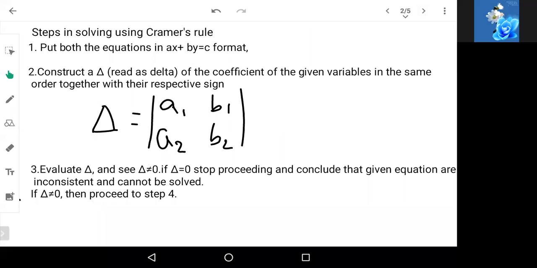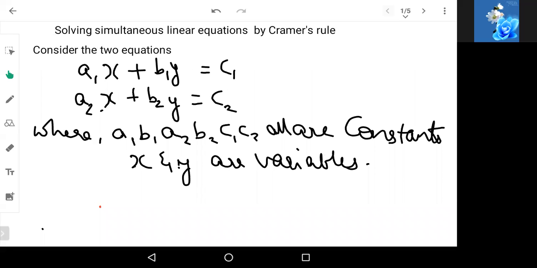In the second step, we have to construct a delta. This symbol is called delta, a small triangle symbol in mathematics. We have to construct a delta of the coefficients of the given variables in the same order together with their respective sign. What they are trying to say is very simple. a1 is a coefficient, b1 is a coefficient, a2 is also a coefficient, b2 is also a coefficient. We are going to take these numbers a1, b1, a2, b2.